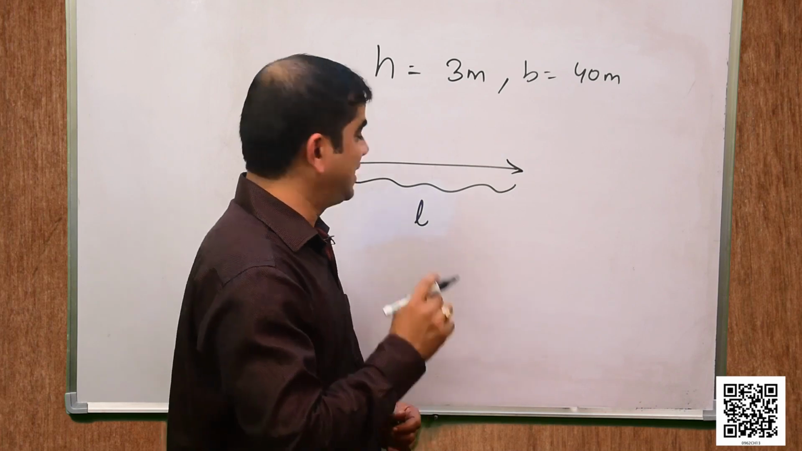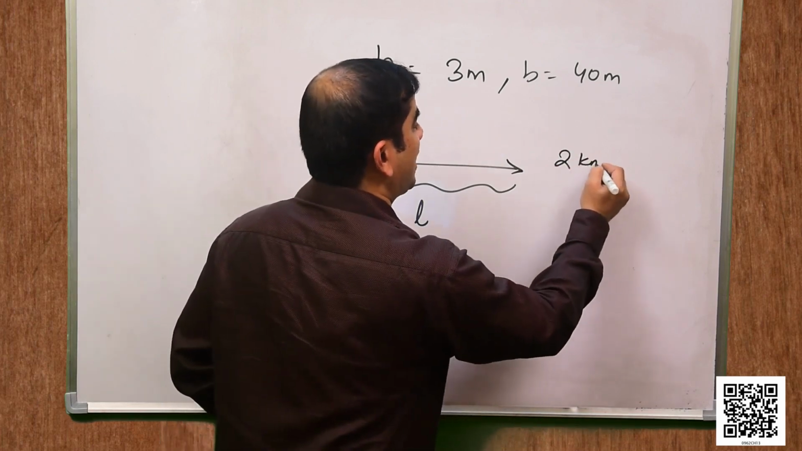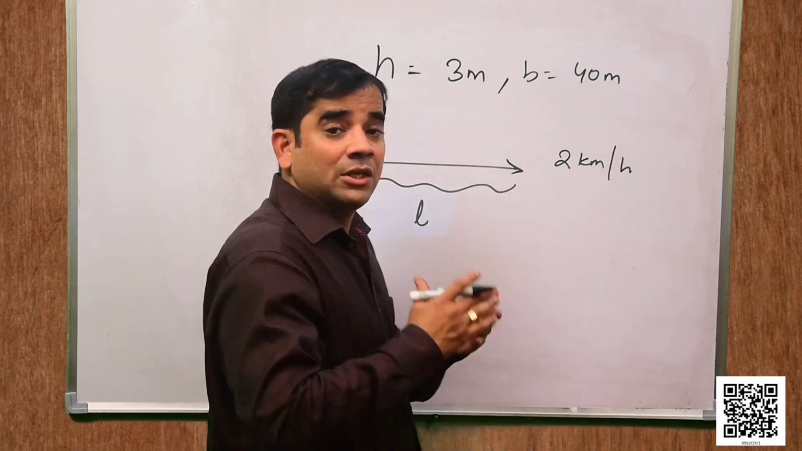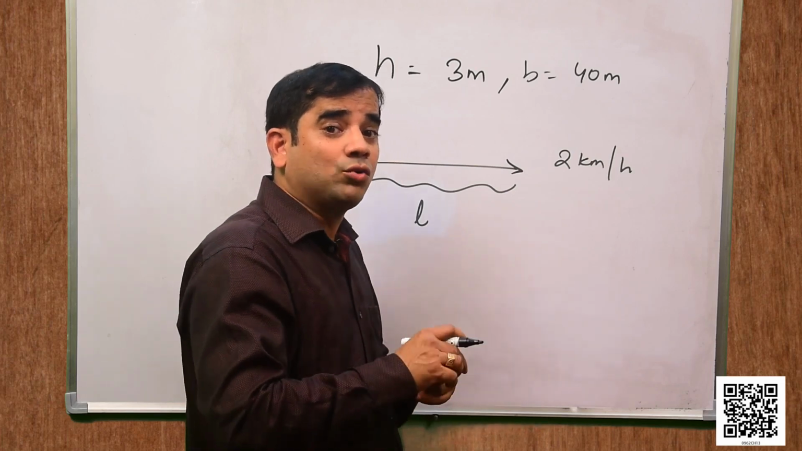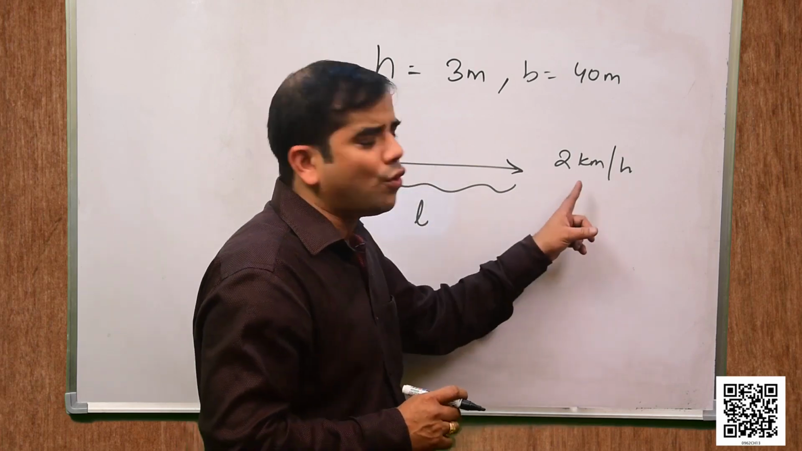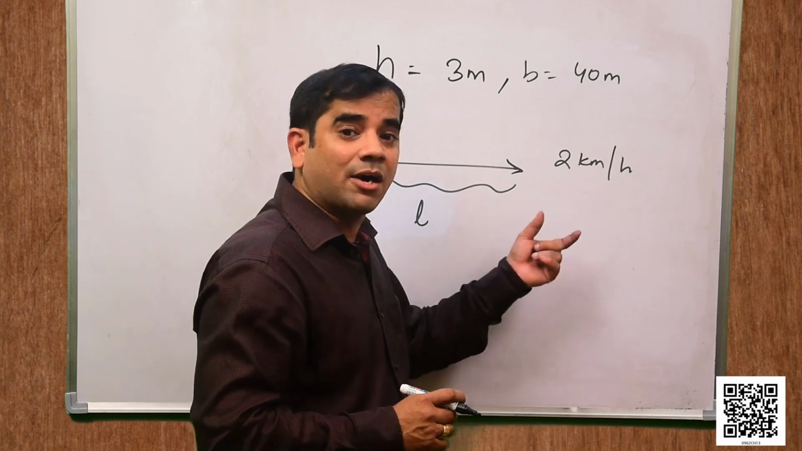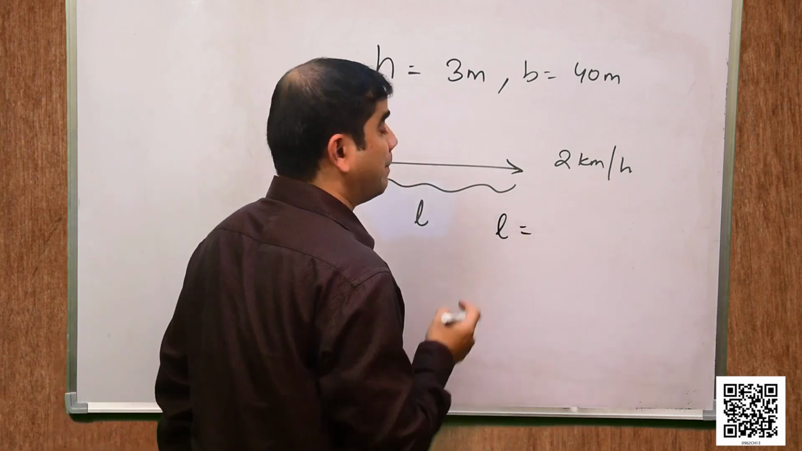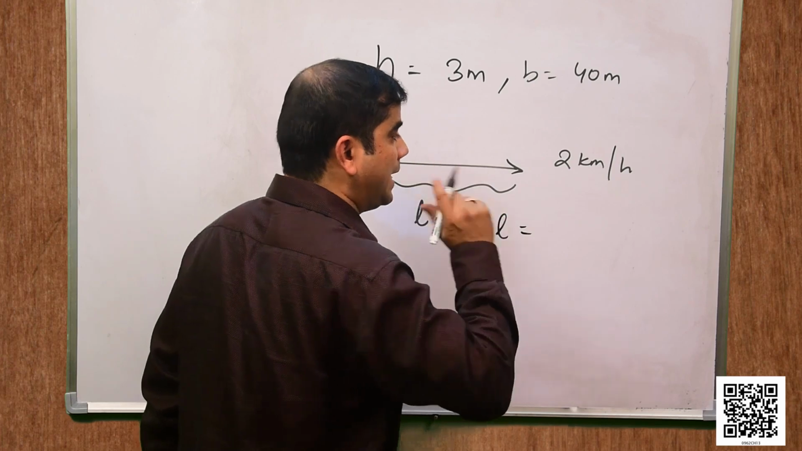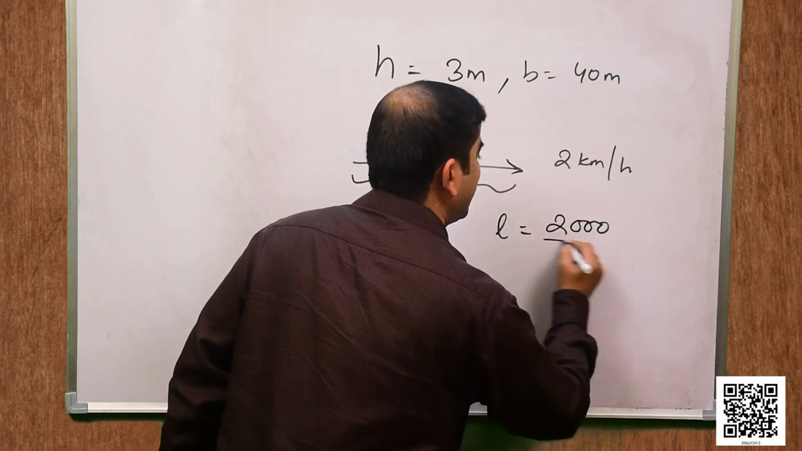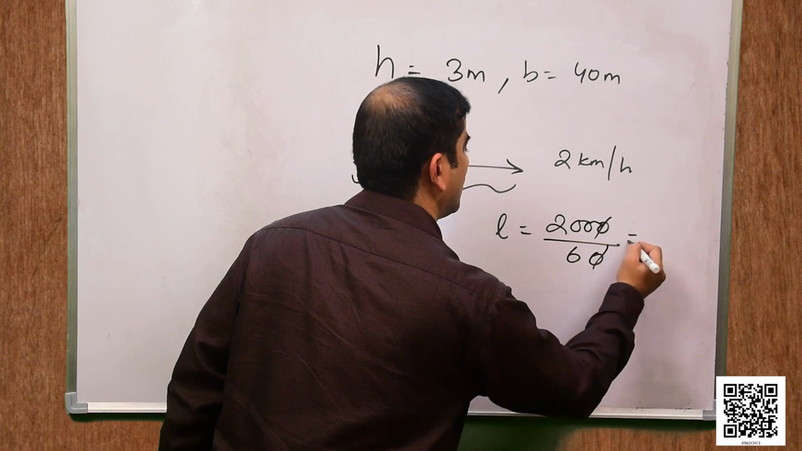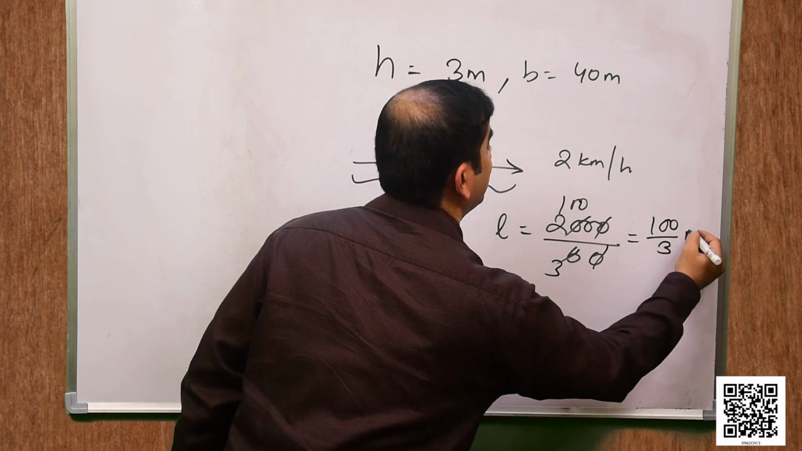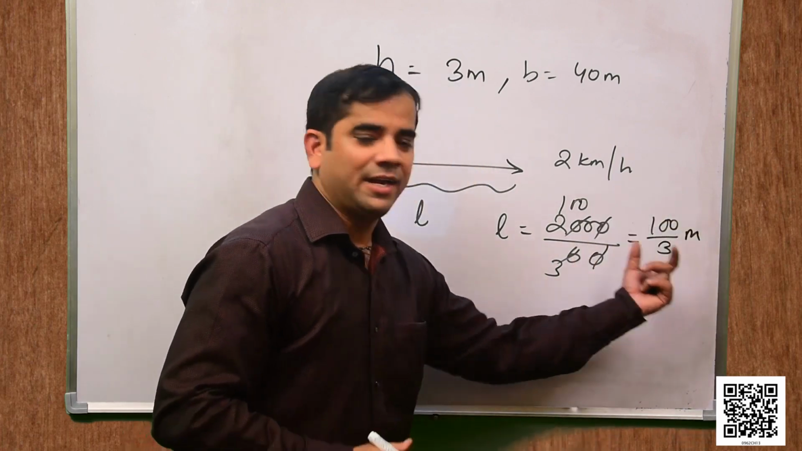Okay, the length covered is 2 km per hour. Fine. So it is asked how much water will fall into the sea in a minute. So we need to find out the distance covered in a minute. The distance covered by the flow of water in 1 minute will be 2000 divided by 60, or it is 100 by 3 meter. Now we have found out the length.